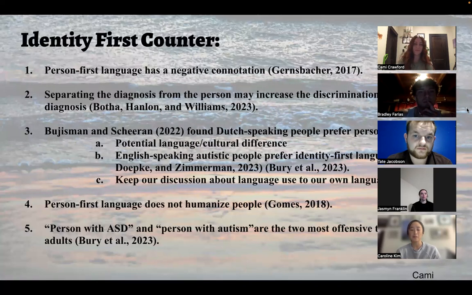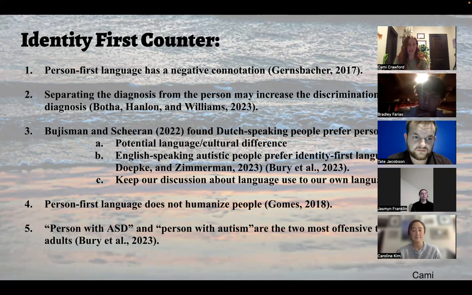Now we'll hear from Cami with the identity-first counter. So I will be countering the points made by members of the person-first language side of the debate. So firstly, Gernsbacher in 2017 argued that person-first language has a negative connotation.